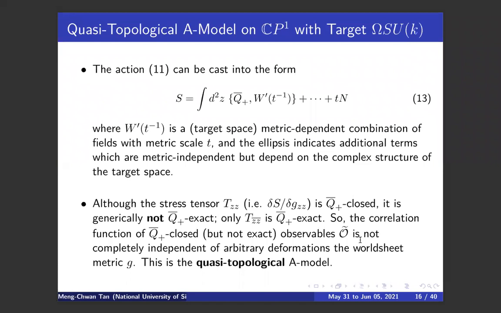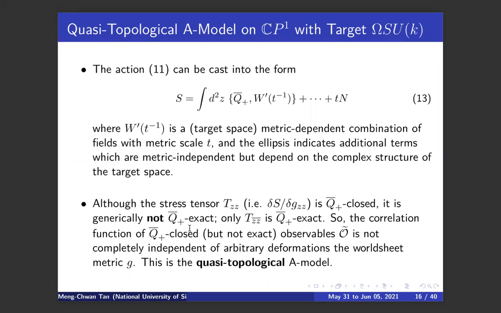And how you could see this is the following. If you look at TZZ bar, the modes of this give you L0 bar. L0 bar counts the conformal dimension in terms of Z bar, and that will be 0. But this one here, which counts L0, is not 0, because it's not Q exact.